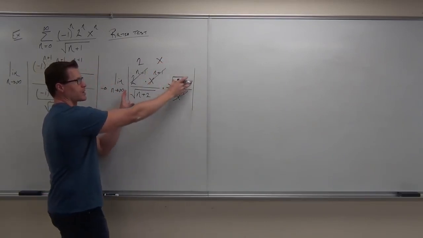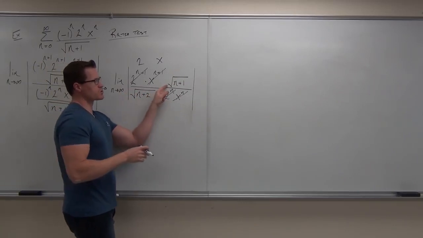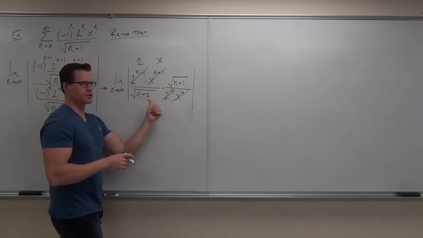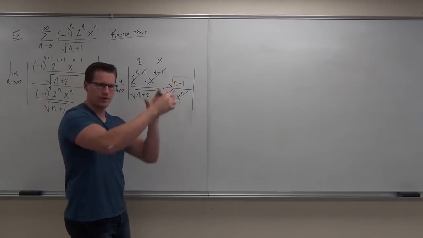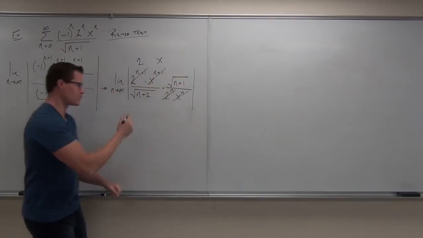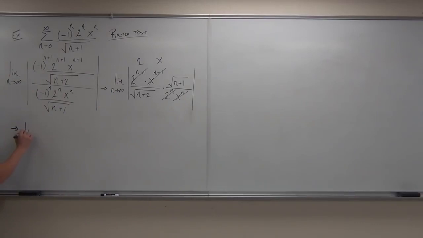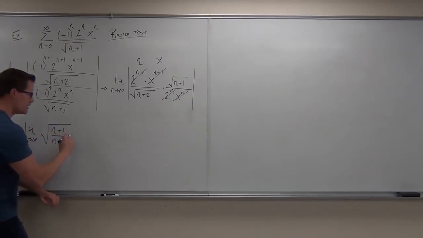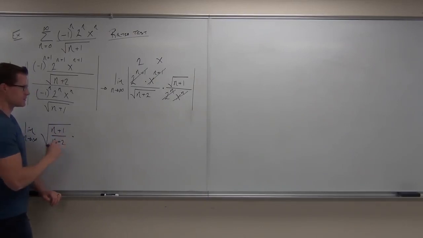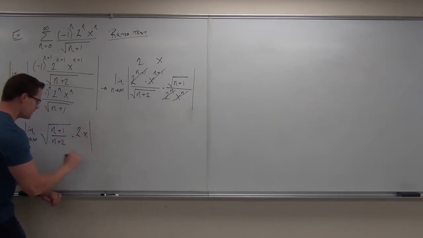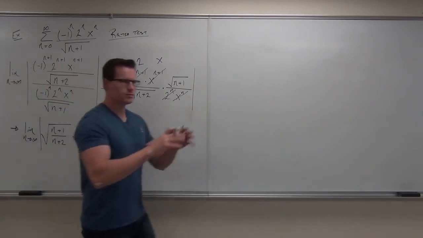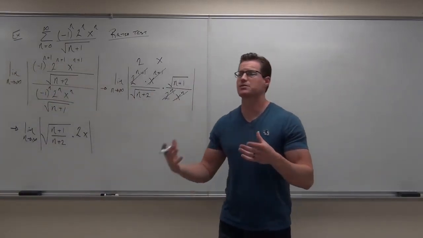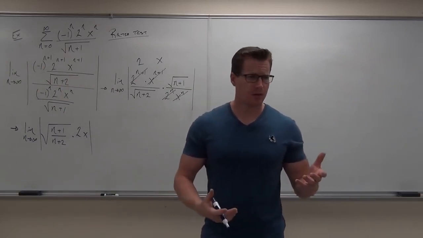So what we're going to do, we're going to collect our n terms. If you notice this, there's a square root of n plus 1 over square root of n plus 2. I can make a big square root of n plus 1 over n plus 2. We're going to do that. So n plus 1, n plus 2 as the radicand of our square root. And then what else is up there? 2x. Okay, if this is all an absolute value, tell me what do I do? What can I pull out of the absolute value right now because it'll never be negative?